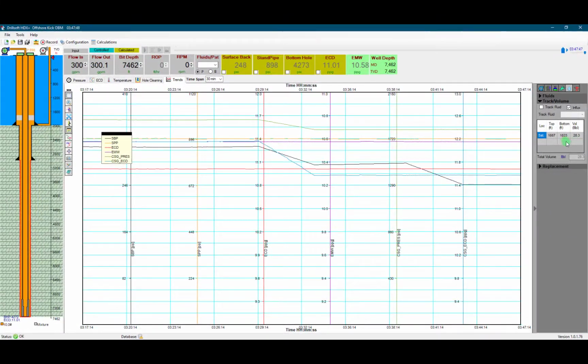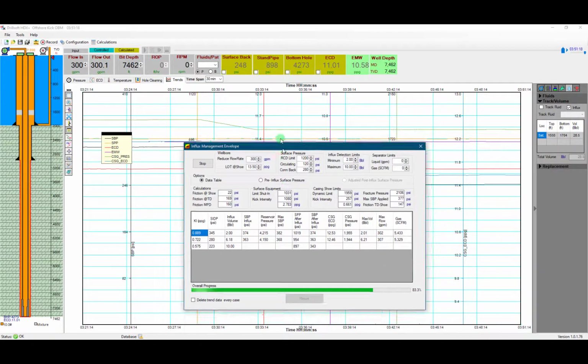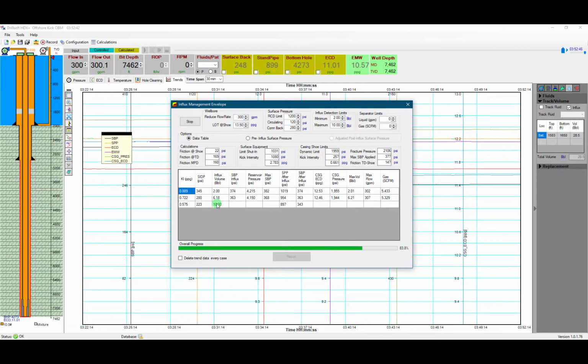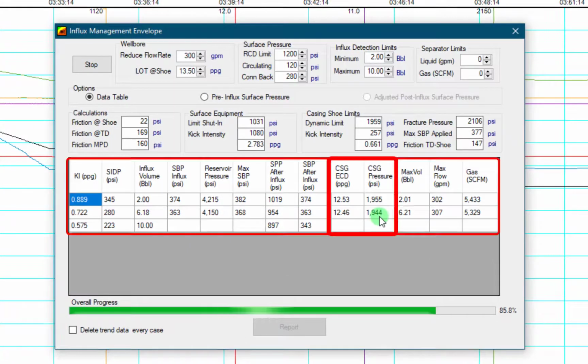See, the 10 barrel kick has reached 28.3 barrels volume. We can see that the second kick resulted in 1,944 psi casing pressure, which is lower than the dynamic limit. So we are okay on this one as well. So circulating out this kick, the 6.18 barrel influx at 0.722 pounds per gallon kick intensity didn't fracture the shoe, and it was okay with our surface equipment.